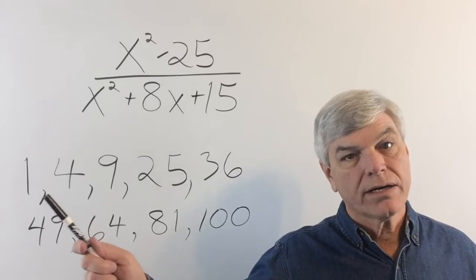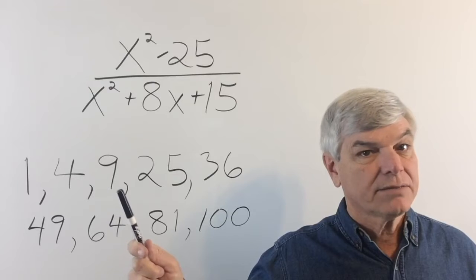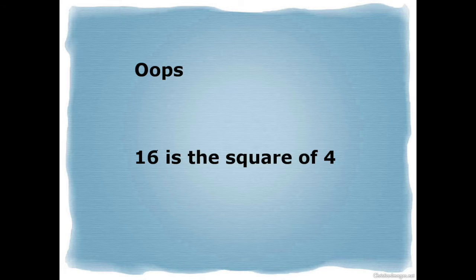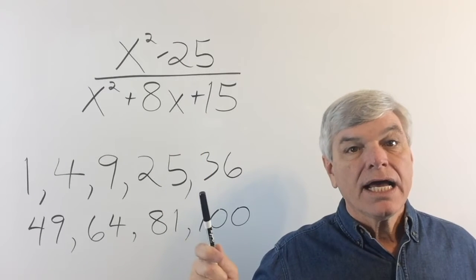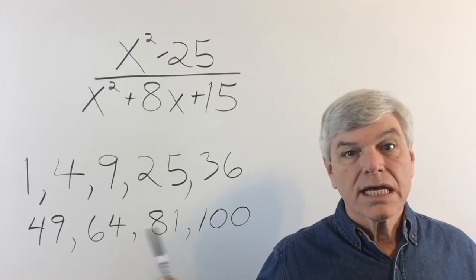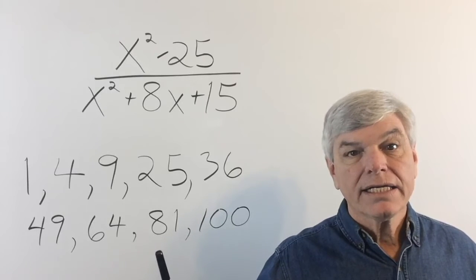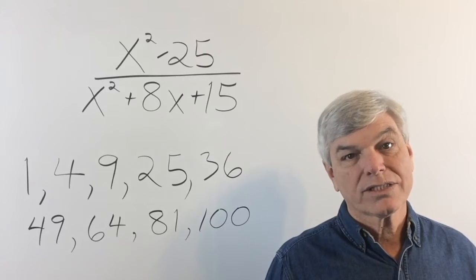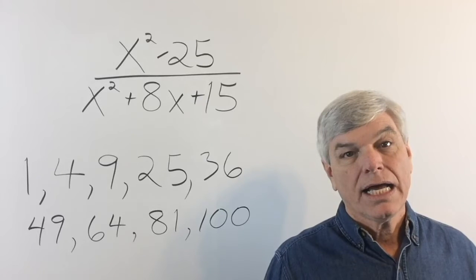Okay, 1 is a square. 4 is a square. Well, it's 2 times 2. 9, that's 3 times 3. 25 is 5 times 5. And 36 is 6 times 6. And 49 is 7 times 7. 8 times 8. 9 times 9. And 10 times 10. Now our squares keep going up. I think the next one is 11, which would be 121. And 12 is 144. I think 13 is 169.